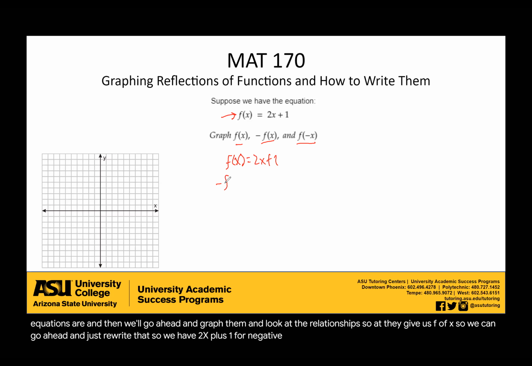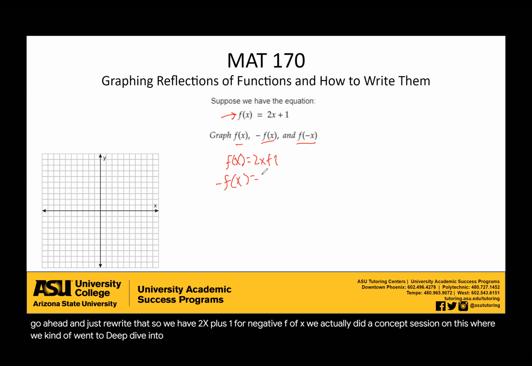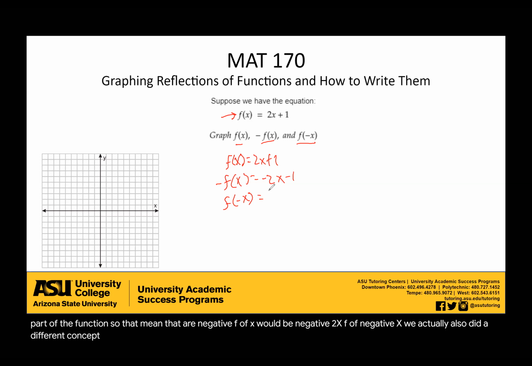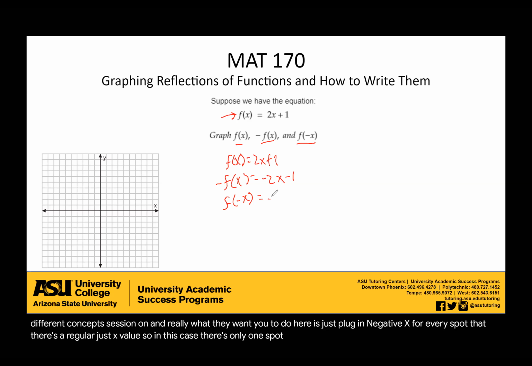For negative f of x, we actually did a concept session on this where we went a deep dive into negating functions. Basically, all you have to do is multiply negative 1 to each part of the function. So that would mean that our negative f of x would be negative 2x minus 1. And then our f of negative x, we also did a different concept session on. Really what they want you to do here is plug in negative x for every spot that there's a regular x value. In this case, there's only one spot. So we would do negative 2x plus 1.